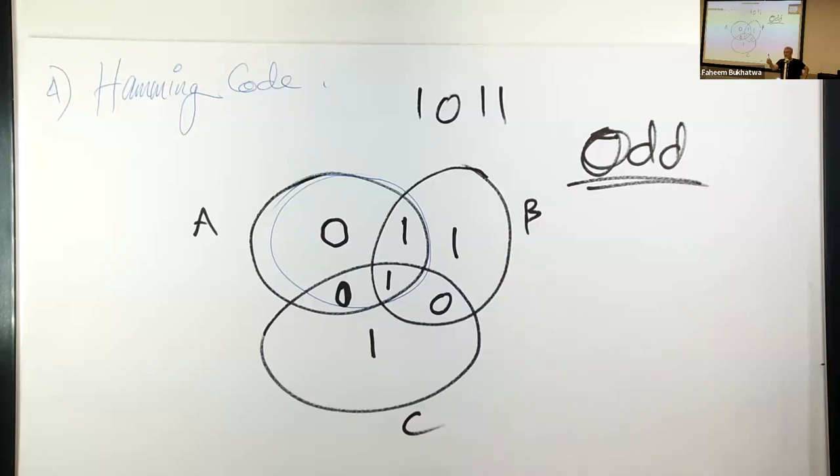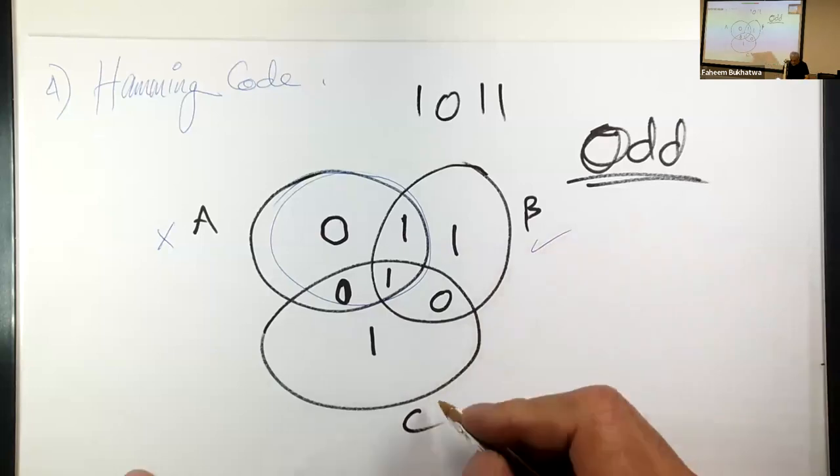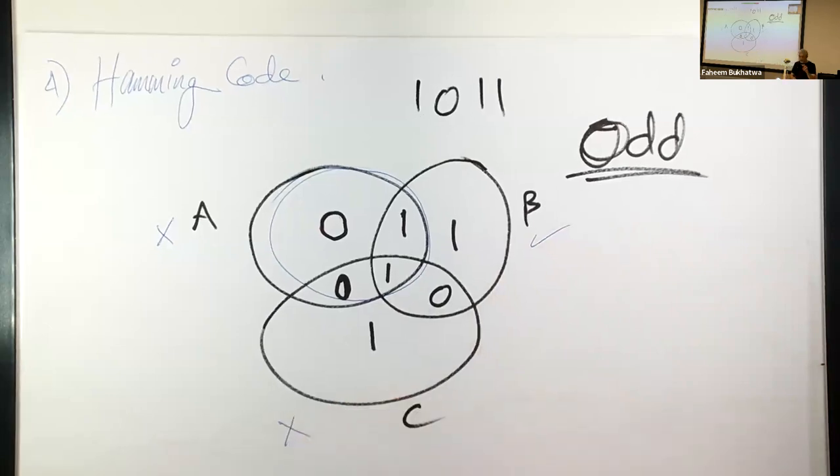Is group A okay or has a problem? Does it have an odd number of ones? Just the circle A. How many ones does it have? It has 2. They should have been odd, but they're not. That means there's a problem in A. What about B? Yeah? B has 3 ones. So it has no problem. It's good. What about C? It has a problem.